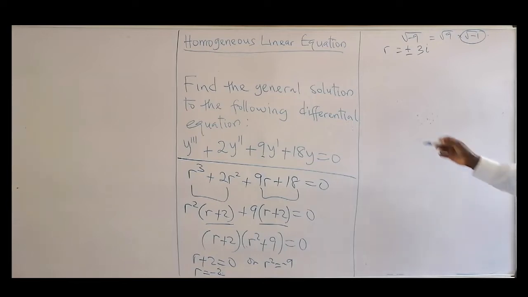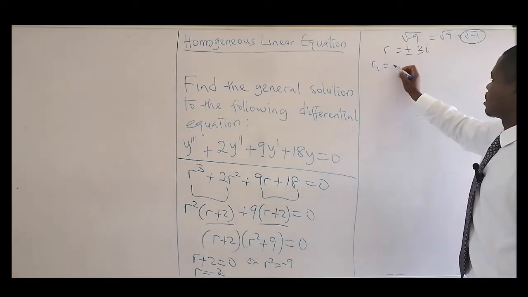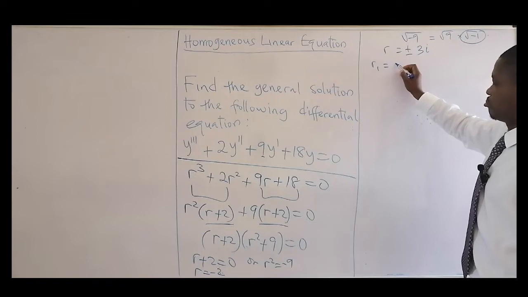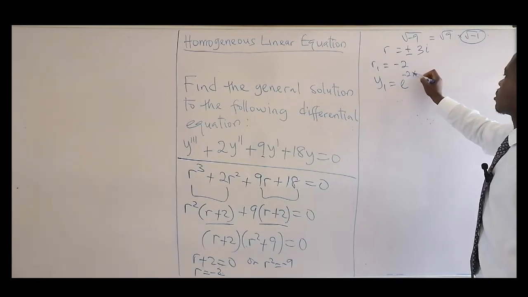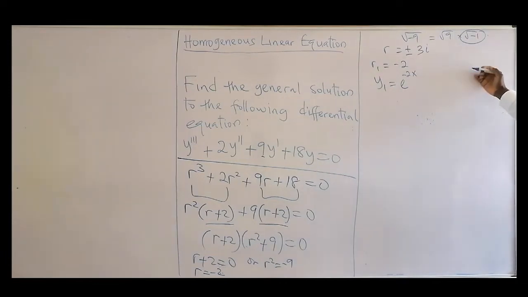So then we can say r1 is minus 2, and the solution for that will be y1 equal to e to the minus 2x. And the solution for this one is a complex root, whereby the real part is 0. When you have a complex root, the second solution is e to the alpha x, where alpha is the real part. This is equal to 0 plus or minus 3i. The alpha here is 0, so e to the 0x, then cos of beta x, where beta is 3.